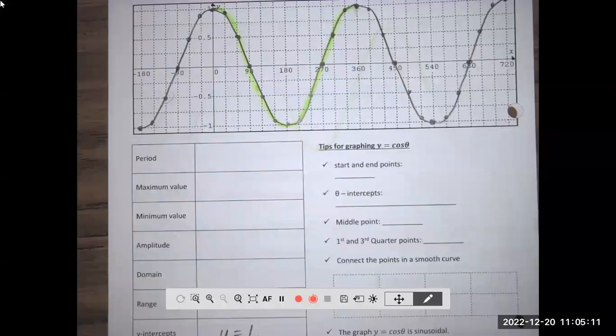What's that? The last one, sinusoidal. Yeah, it's just the shape of the curve, just like how we have a parabola. I'm going to talk about it in a minute.